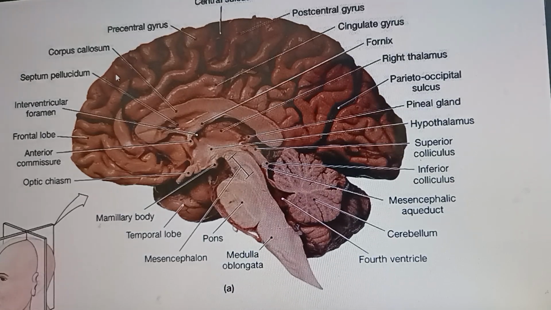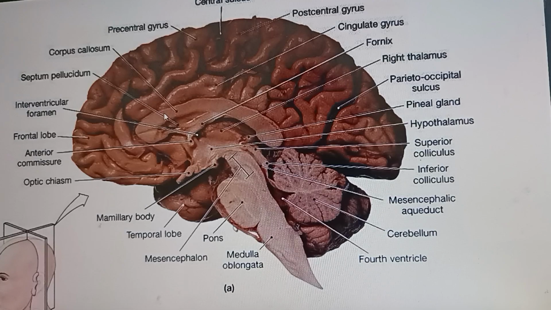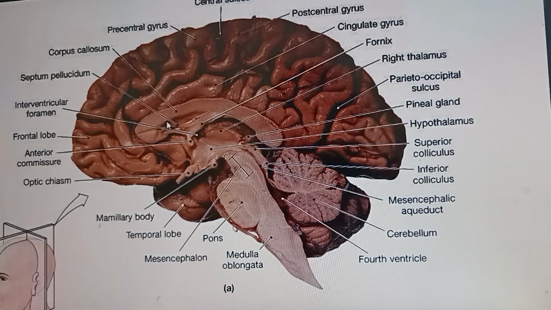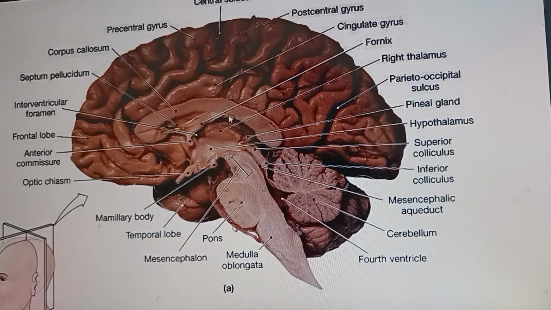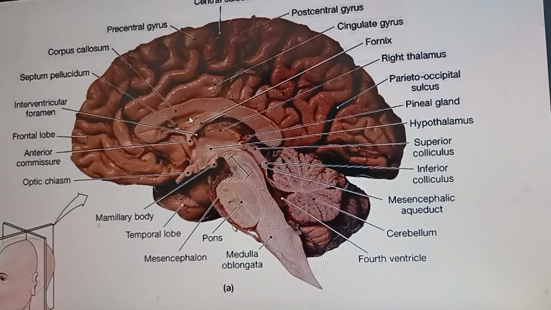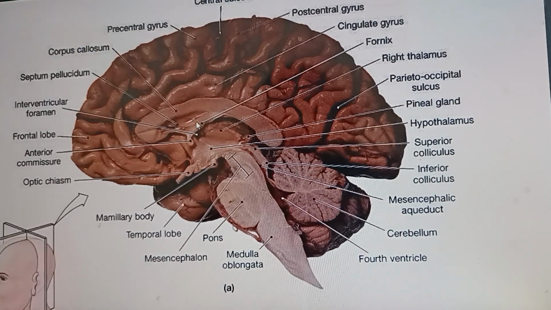Now you can also appreciate the septum pellucidum. That's a curtain which separates the right and the left lateral ventricles. It runs from the corpus callosum above to another band of white matter called the fornix. So the septum pellucidum runs from the corpus callosum to the fornix like a curtain separating the right and the left lateral ventricles.